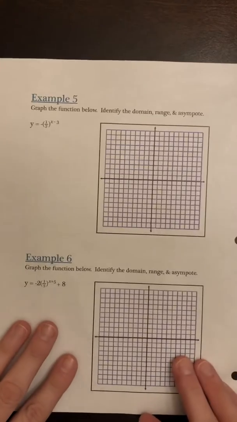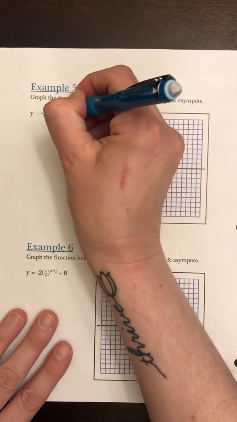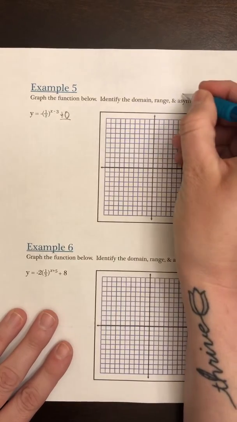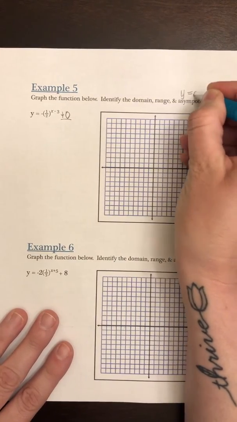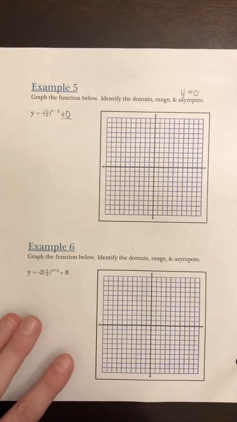All right. So let's take a look at example 5. Again, it's like we have this +0 back here. So I already know what my asymptote should be. It should be y equals 0 based on that.